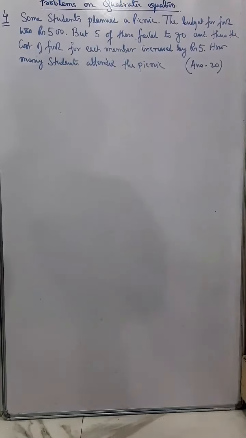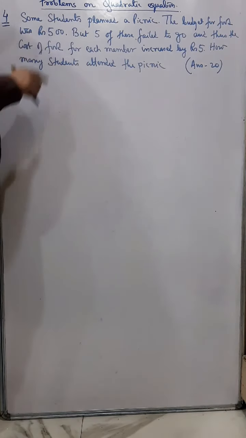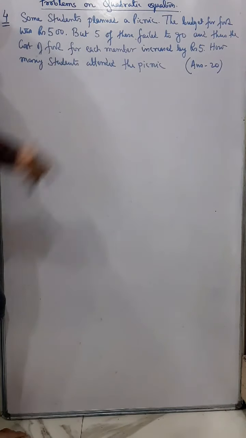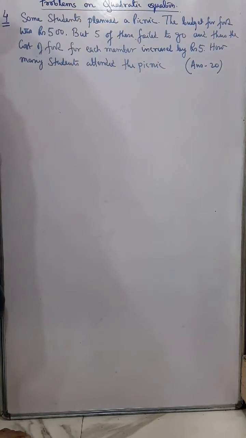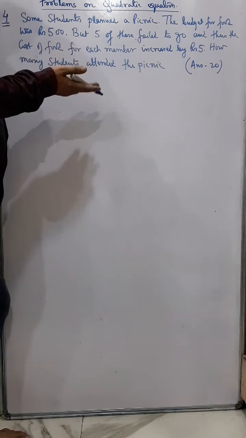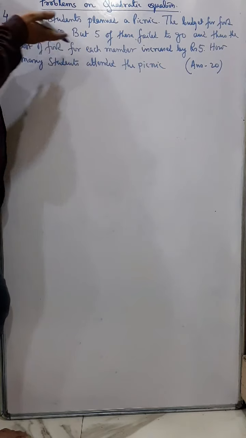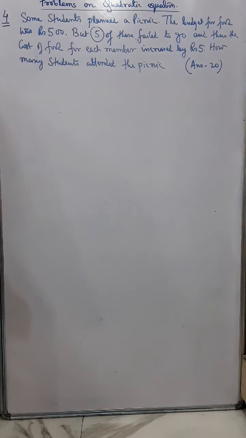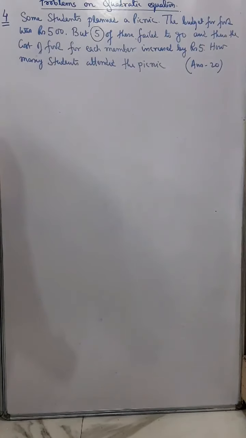Okay. Now here they told some students planned a picnic and the budget for food was rupees 500. When budget means the whole budget for food for everybody total. But out of them, 5 failed to go to the picnic, and thus the cost of food for each member increased by rupees 5. So naturally the cost will increase now because the number of students now attending is less. So the cost of food for each member increased by 5. Then how many students attended the picnic? How many students attended the picnic?